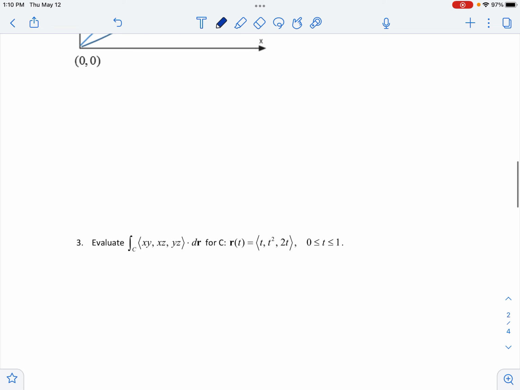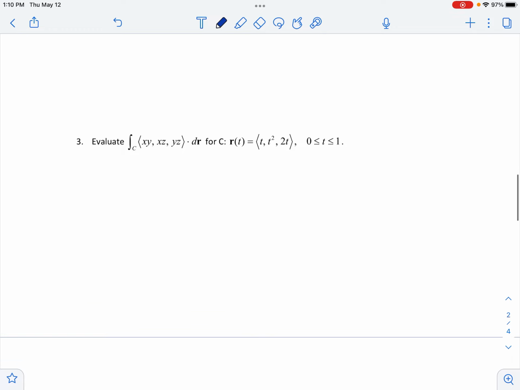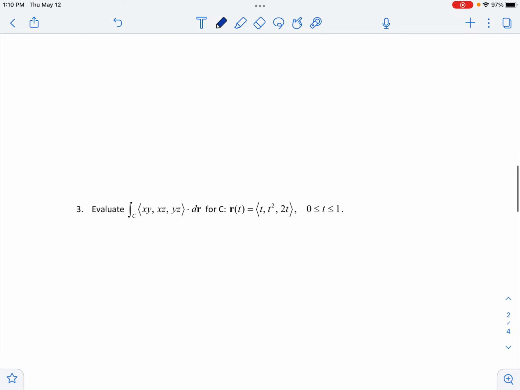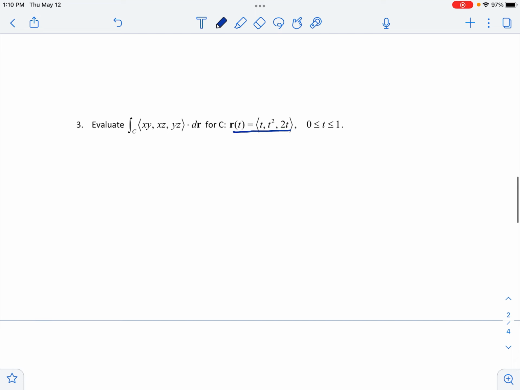Okay, now let's go down here. Now, here we've got a line integral. And this line integral is involving a vector field. Okay? And I've given you here the path. Okay? So we're integrating along this path for this vector field. Okay? So let's see if we can get this set up here.